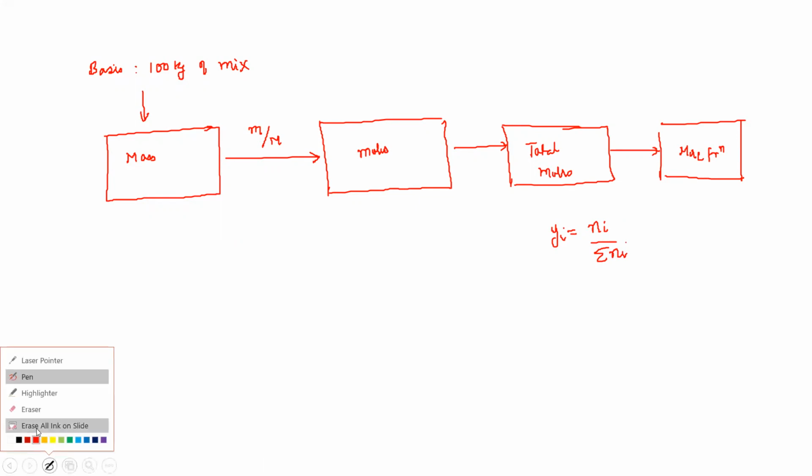Again, if you have to convert from mole percent to weight percent, then you have to start with basis as 100 kilomole of mixture. All right. If you have to convert from weight percent to mole percent, then you have to start with basis of 100 kg of mixture.